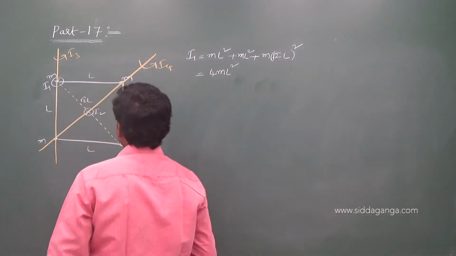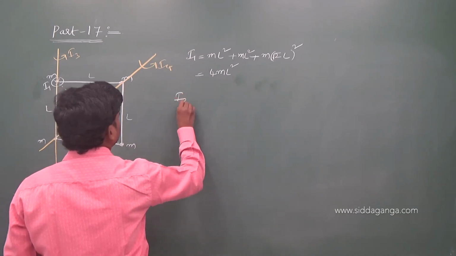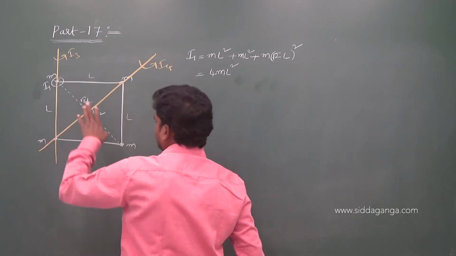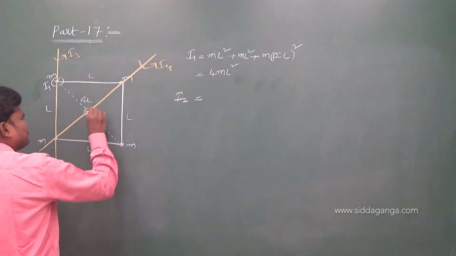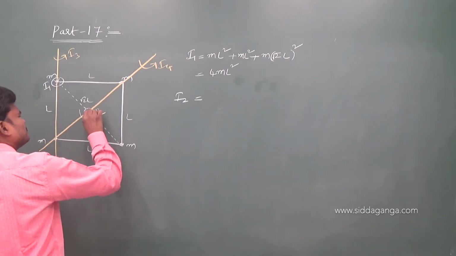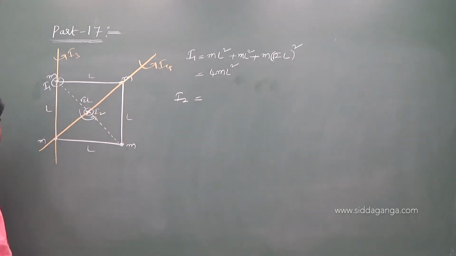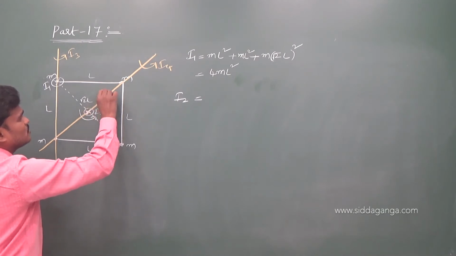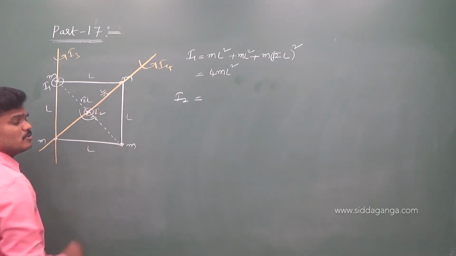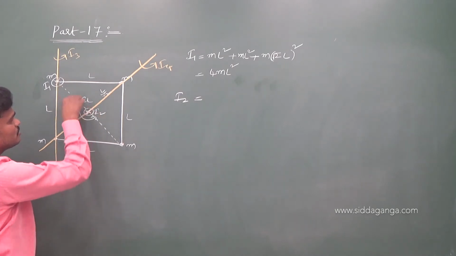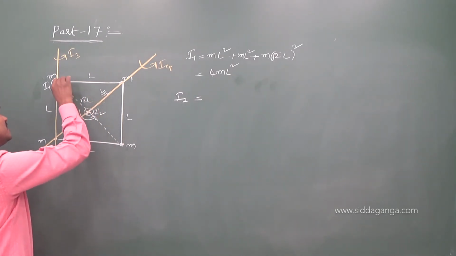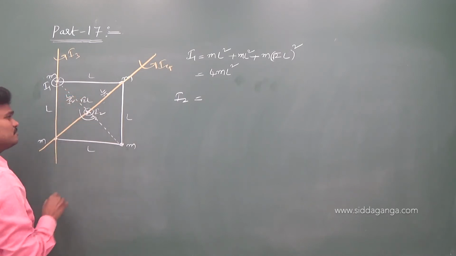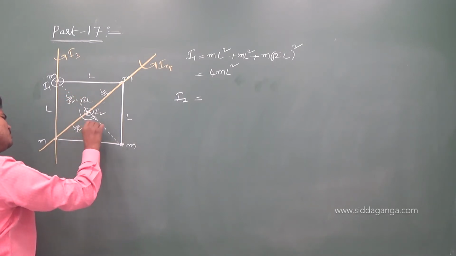Next, coming to the I2. I2 is the centroid, center. See, I put some cross mark for I2. This is I2. This particle is at a distance of what? L by root 2. Why L by root 2? Root 2 L by 2, half part, L by root 2. From here to here, how much? L by root 2. This is also L by root 2.